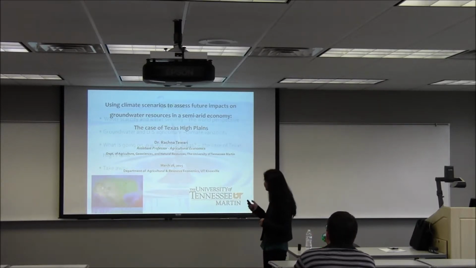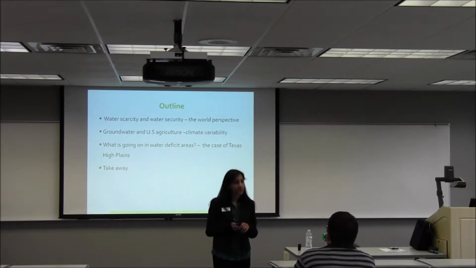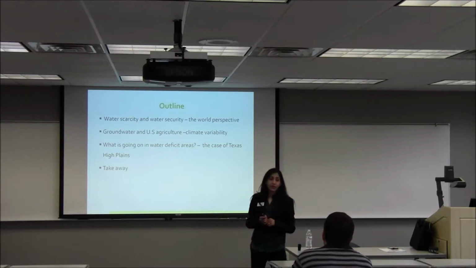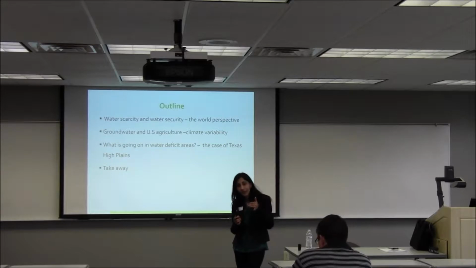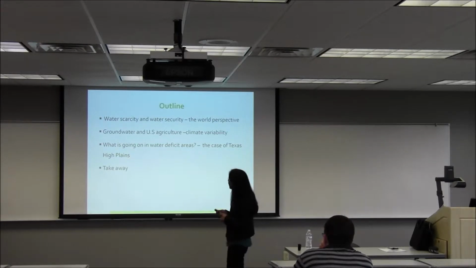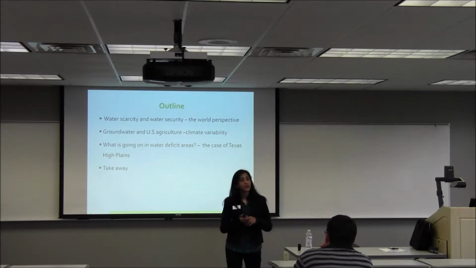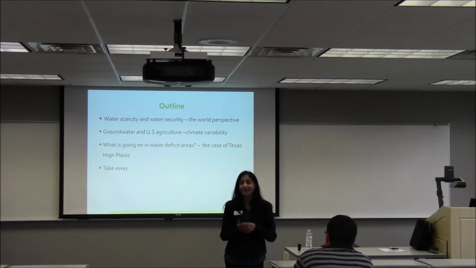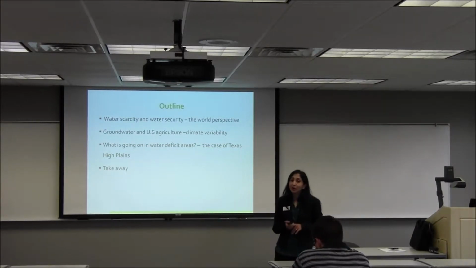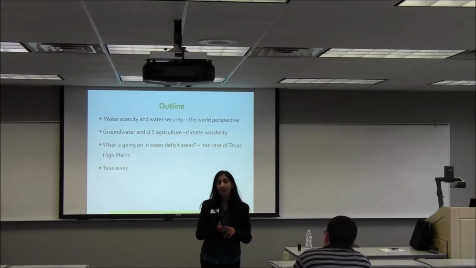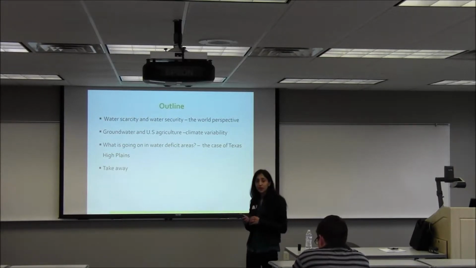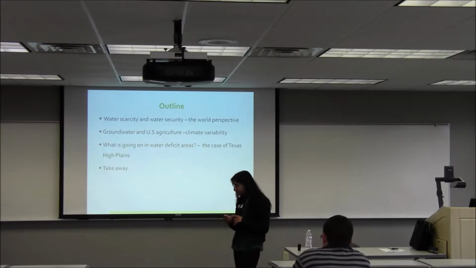All right, so I'll start with some talk on water scarcity and water security, and some perspective on the world side of it, all right? And then I'll talk about groundwater and US agriculture and how climate variability or climate change plays a role, and what are some of the changes we are seeing in the past several years. Then I'll talk about the case study, that's what's going on in the Texas High Plains. So I went to school in Texas, I spent a considerable time there, so a lot of my research has focused in the past several years on groundwater related research and management policy related approaches towards groundwater management in the Texas High Plains area. So that's what we will be talking about in the later part of the presentation.